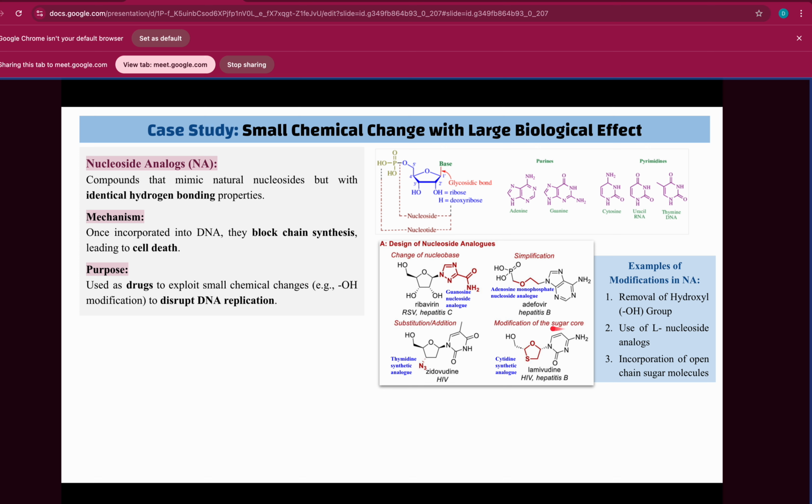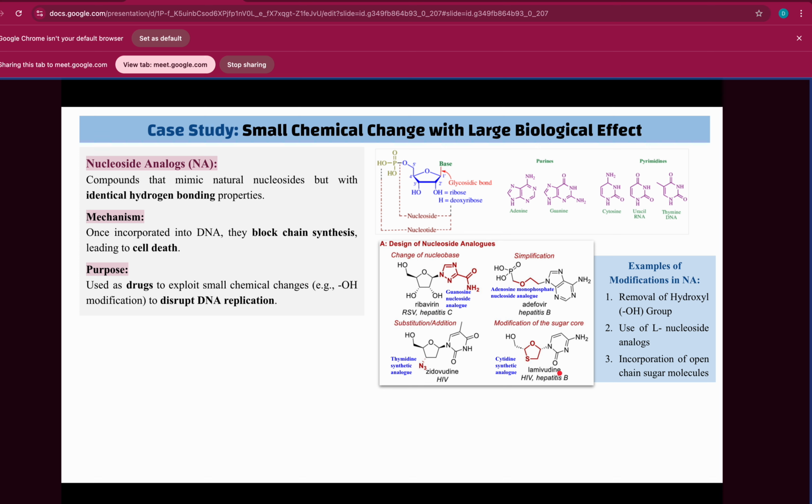We can also modify the sugar core. In this case sulfur is attached, so this appears as a cytidine synthetic analog. In place of cytidine, this particular analog will bind, because during replication, as we know, DNA polymerase attaches the complementary nitrogenous base, or complementary nucleotide, to the extending daughter DNA strand, so it will get confused.